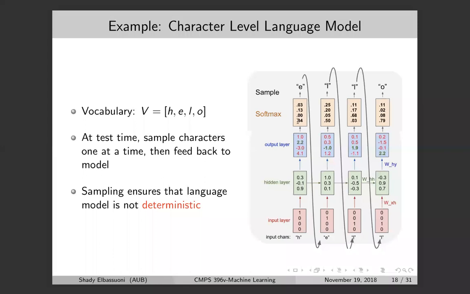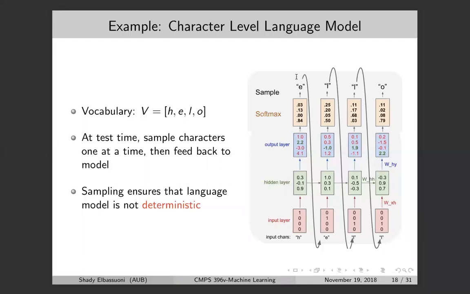So if I'm using the maximum probability, I would have output O. But what I do is sampling, as I told you, based on these probabilities, so that it's not deterministic. Not every time I type H, it predicts O. I want it to predict sometimes O, sometimes E. So based on these probabilities, I sample E.